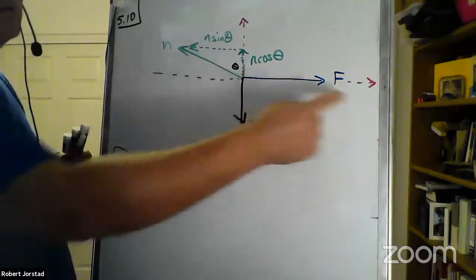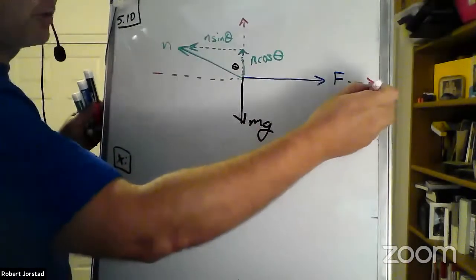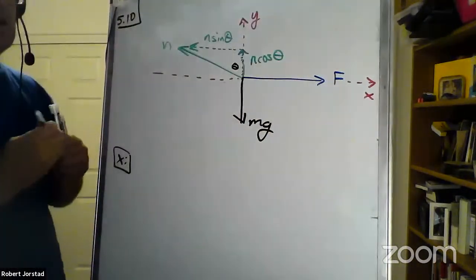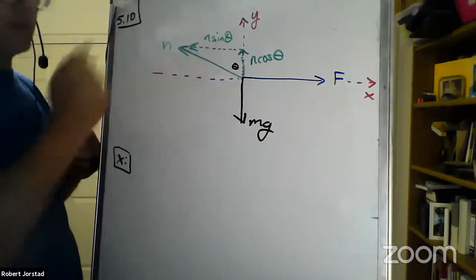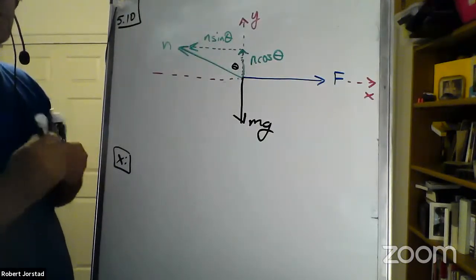And N sine theta. And if we're using, I guess I was assuming we'll use the normal xy, right? So if we use the normal xy, would N sine theta be positive or negative? Negative. Okay. What's next? Anything else, or are we done?